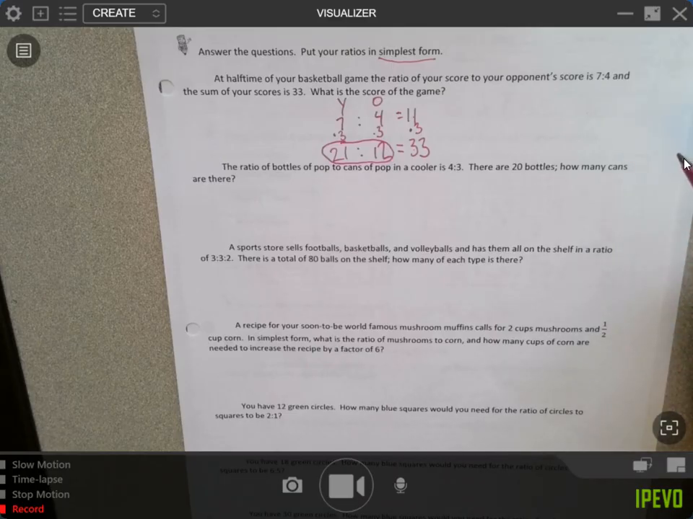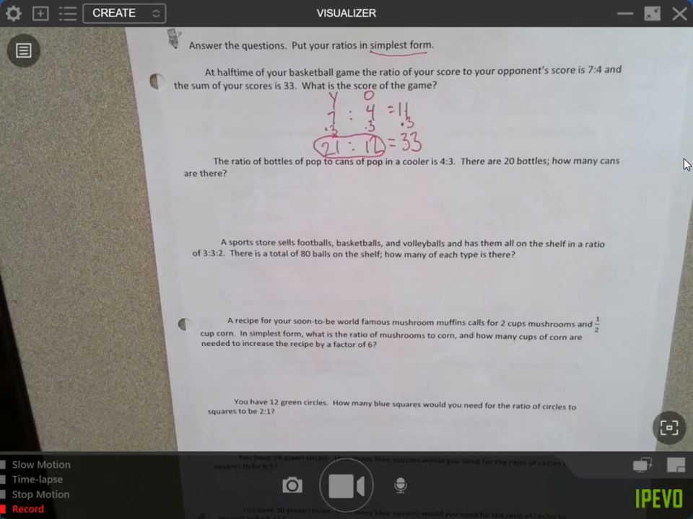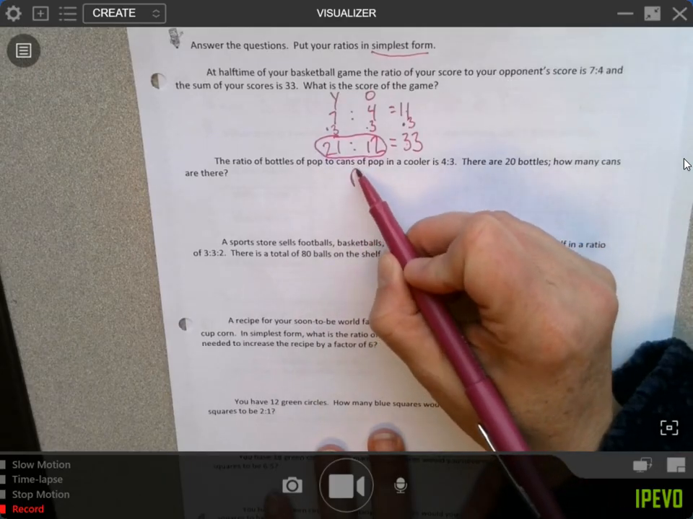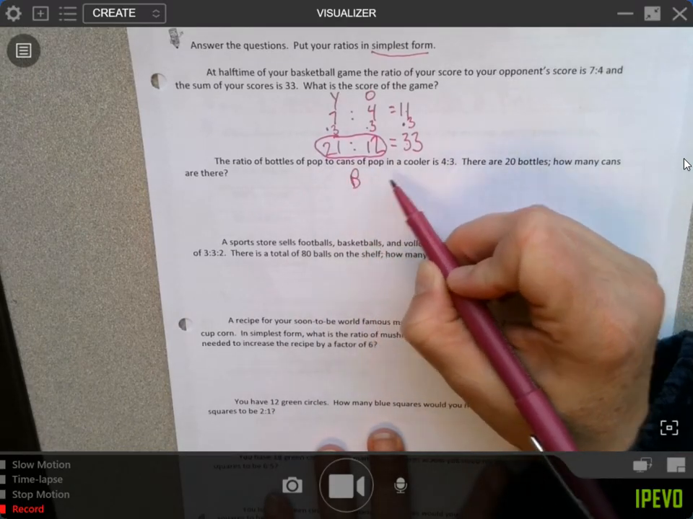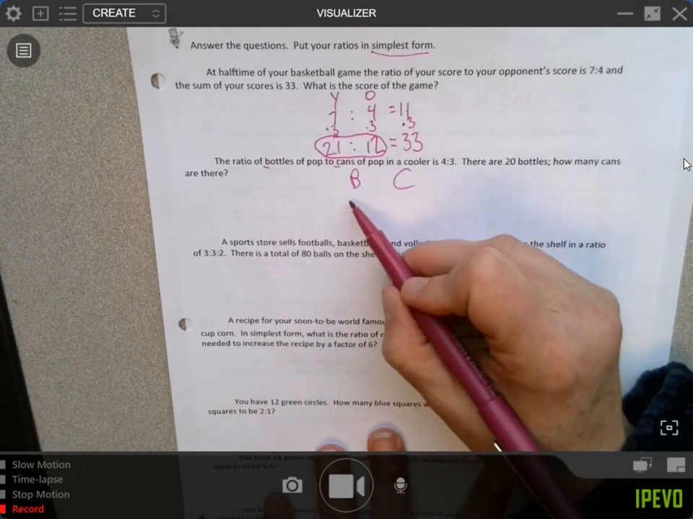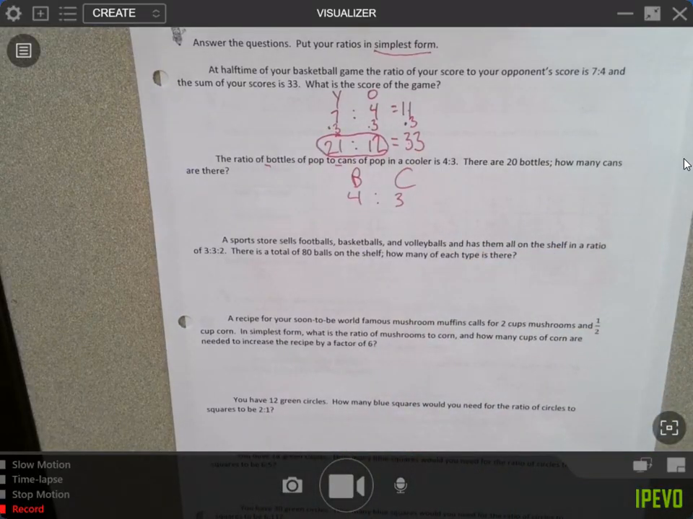So let's look at the second one. This is the ratio of bottles of pop to cans of pop in a cooler is 4-3. There are 20 bottles. How many cans are there? So I'm going to label it bottles and cans, because I've got bottles and cans, 4-3. There are 20 bottles. How many cans are there?